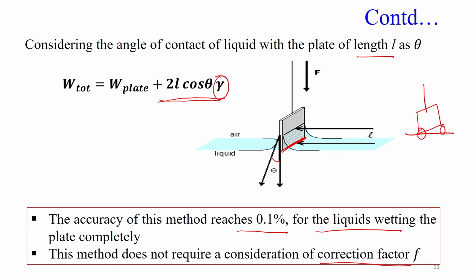The same applies for the ring as well as for the plate. It should be perfectly horizontal, so that the whole length of the plate or the whole perimeter of the ring should touch the interface when you pull it out.